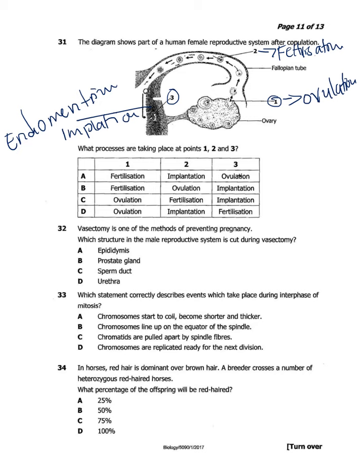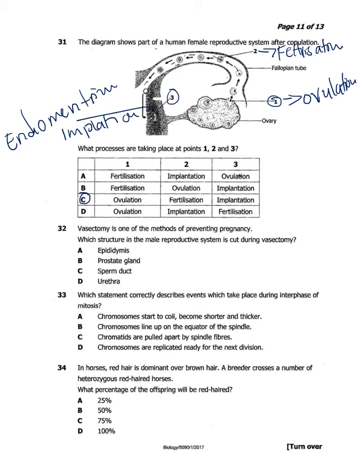So let's go now to the multiple choices. What processes are taking place at point 1, 2, and 3? So 1 is ovulation, so C or D. 2 is fertilization. 3 is implantation. So the answer is C.